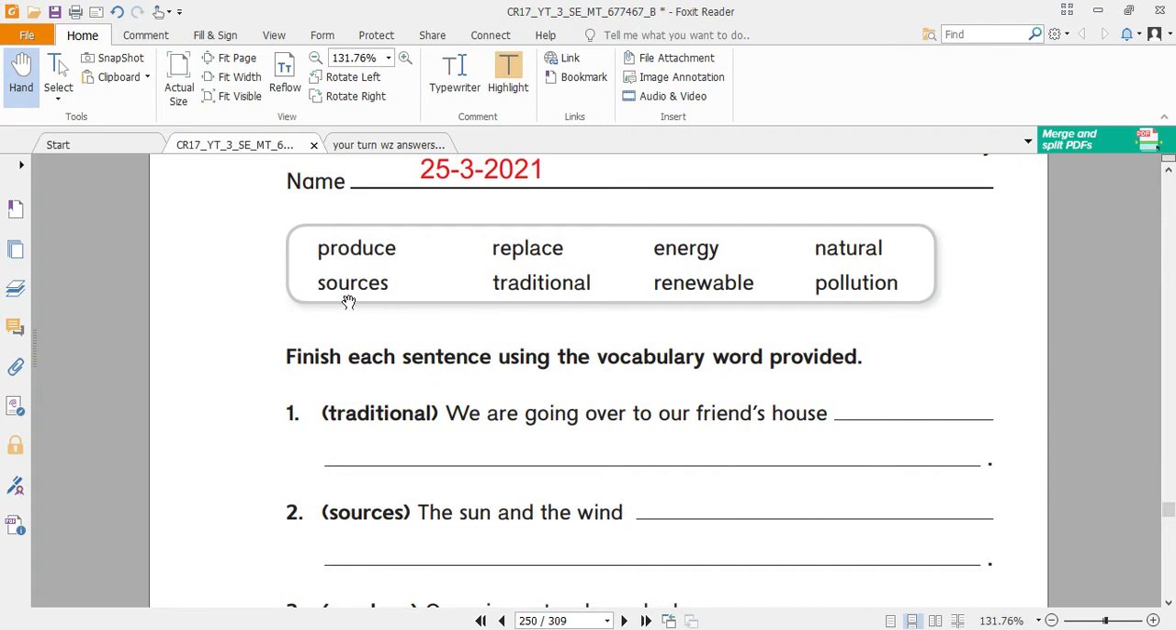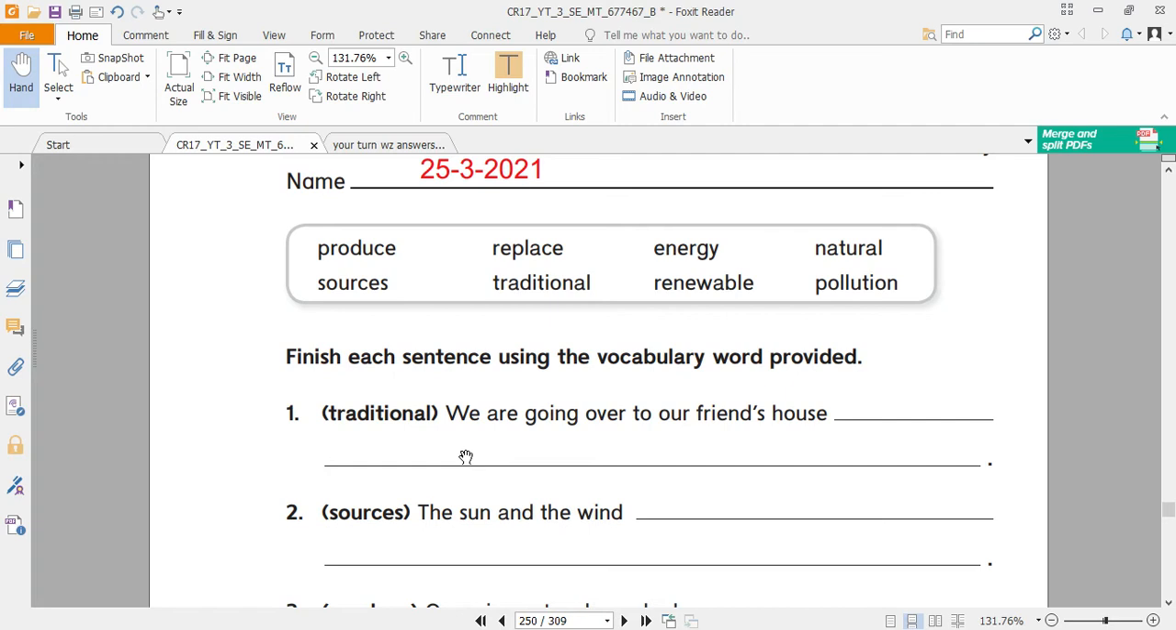Sources means where things come from. Traditional means in the usual way. Renewable, this means can be done again and again. And the last word is pollution, means when the earth gets dirty. Finish each sentence using the vocabulary word provided.